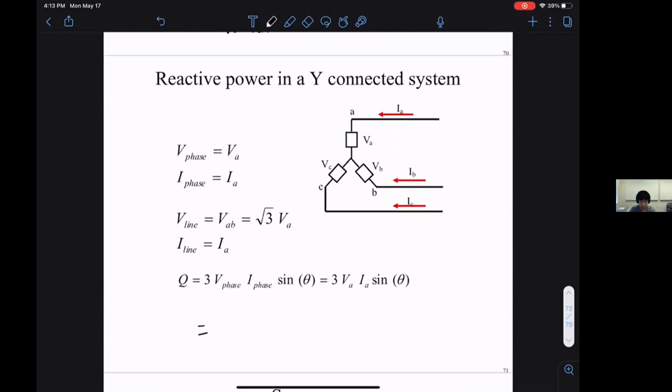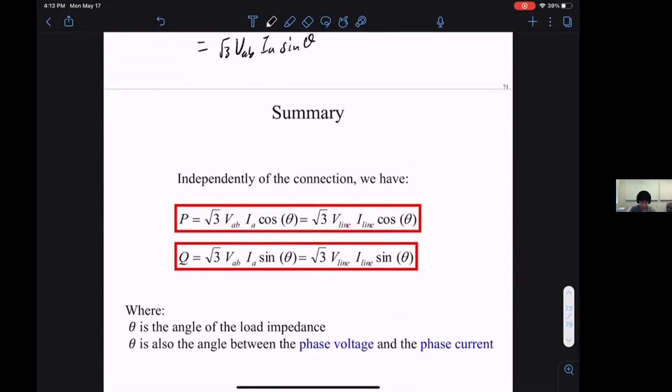It's the same thing for Q: root 3 VAB IA sine theta. So root 3 always sits in front, and then we have the line-to-line voltage times the line current times the angle difference to get P and Q for three-phase. This is something important to remember.